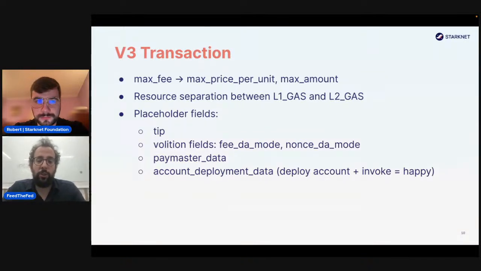the wallet actually, not the user, the wallet determines the account address off-chain, holds on to the deploy account transaction until the user wants to do the first operation. And once you want to, for example, transfer funds, then the deploy account and the transfer transaction are sent to the network by the wallet. So this will allow the wallet to bundle those in a single transaction.